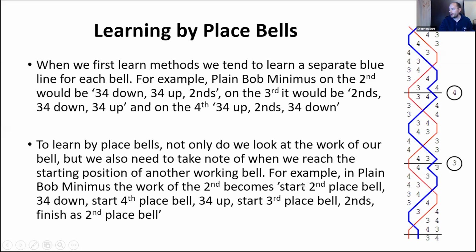And of course, we still do 3/4 up next time because that is the work of fourth place bell. And similarly, when we get to the 3/4 up dodge, as well as doing that dodge, we also take note of the fact that we're starting third place bell. And then, of course, we have to do our seconds to finish off. And we would be about to ring seconds place bell again, but it's quite likely that we would end up in rounds and the method would be over.